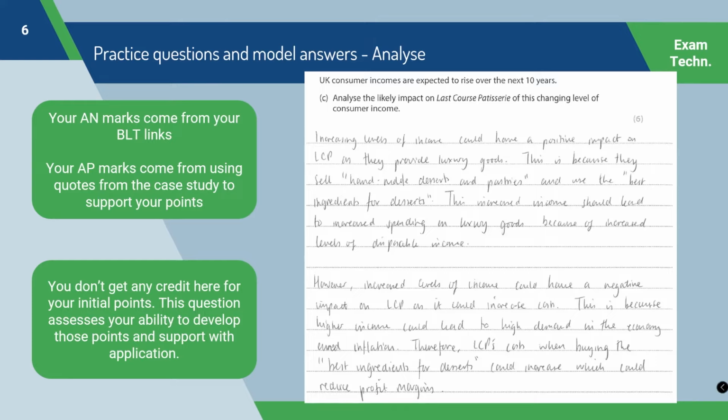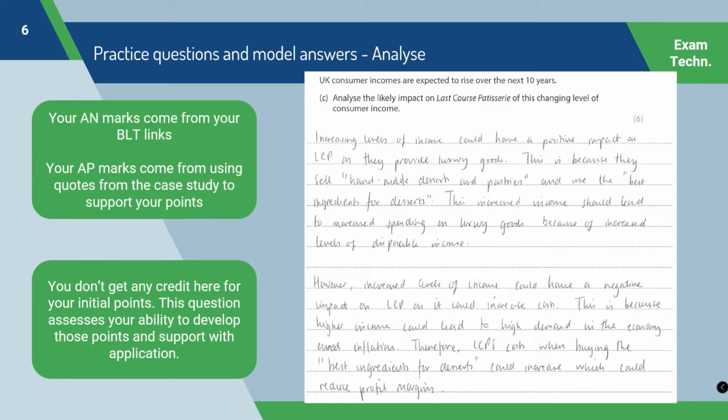So let's have a look, shall we? The question we are using here is on Last Course Patisserie, which I think we used in a previous video. It says: analyse the impact on Last Course Patisserie of this changing level of consumer income, and above that it's expected to rise over the next 10 years. So we've got to talk about the impact of income on this business. It could be one positive, one negative. That's how I would do it. Let's have a look at how the student has answered this one.